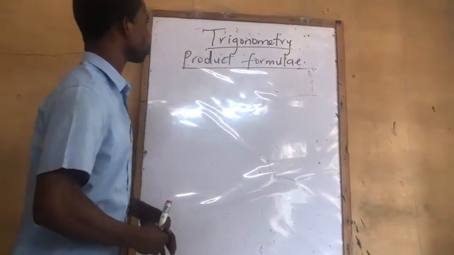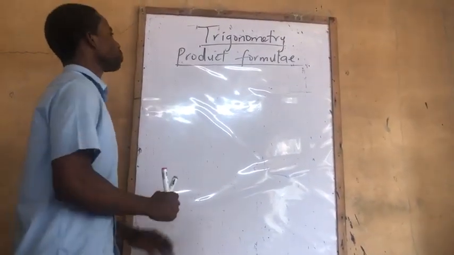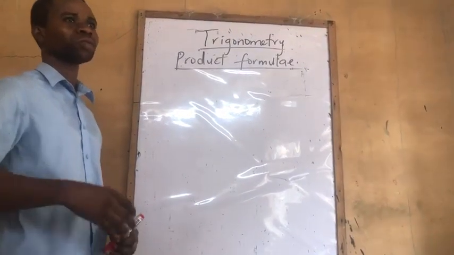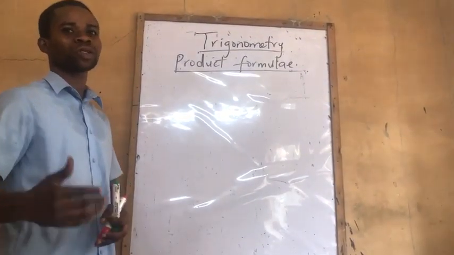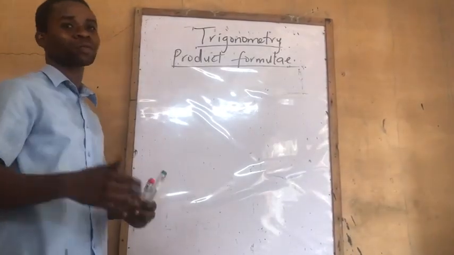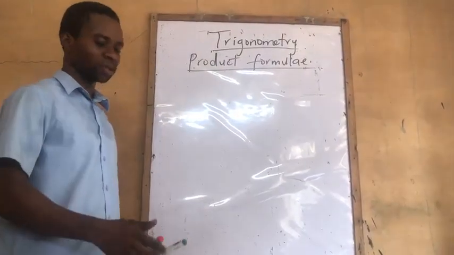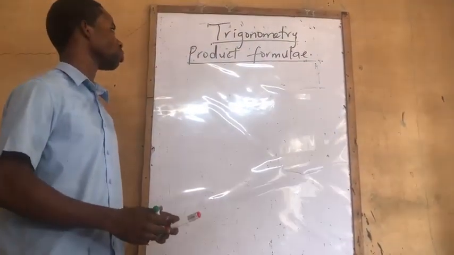Now, we are going to talk about the product formula under trigonometry. This product formula will help us in doing some differentiations in calculus. Like when we are proving from sine to cos, cos to sine, all those things. Without knowing this, you cannot get it. That's why you have to pay good attention to this.